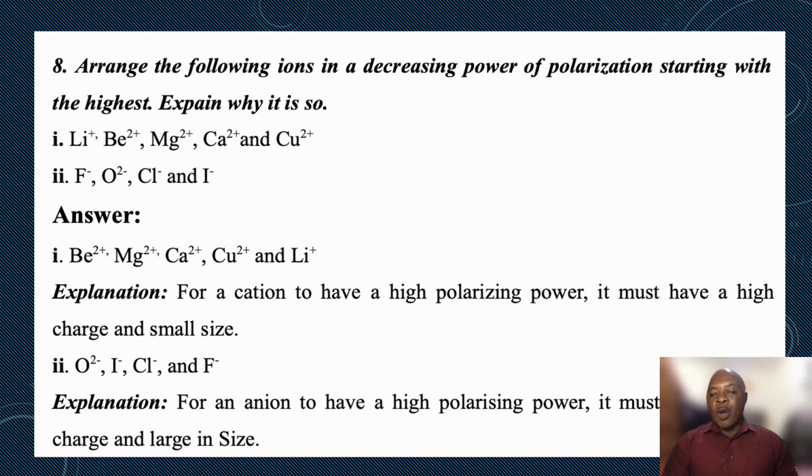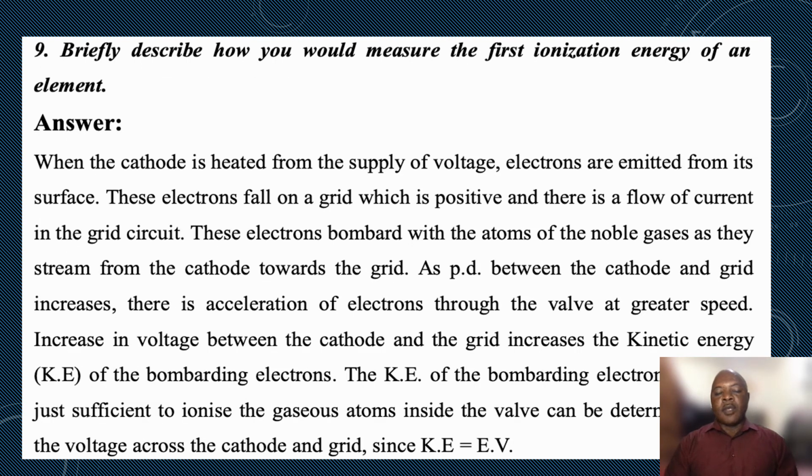Then among the other ones, all of them have only a charge of -1. But in terms of size, iodine has the highest, followed by chlorine, and lastly by fluorine. So that is the whole thing. Now we go to the next one.